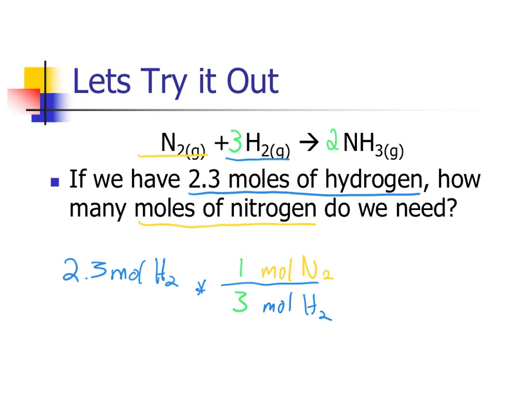Now, we can see that our moles of hydrogen cancel out, leaving us with exactly what we want. And it's 2.3 divided by 3. And I don't have that memorized. I'm sorry. And we get 0.77 moles of nitrogen.